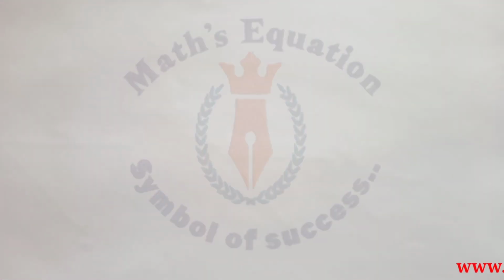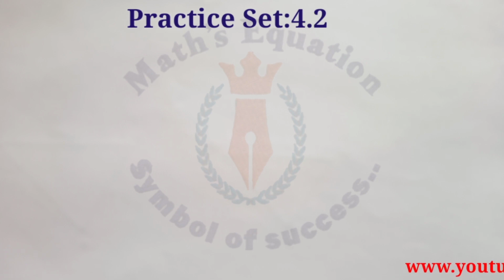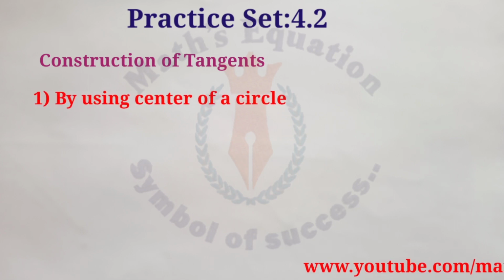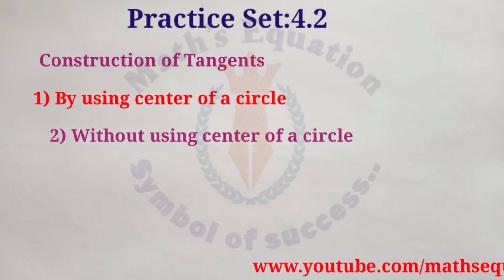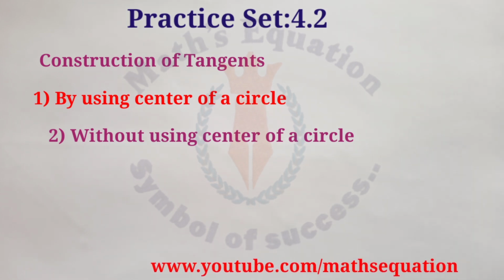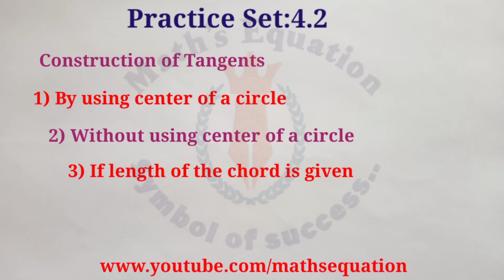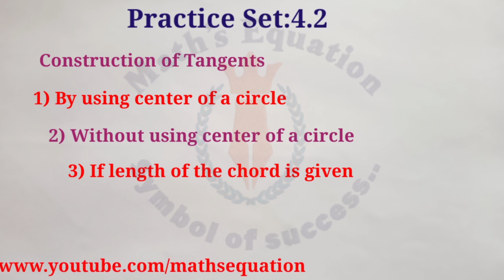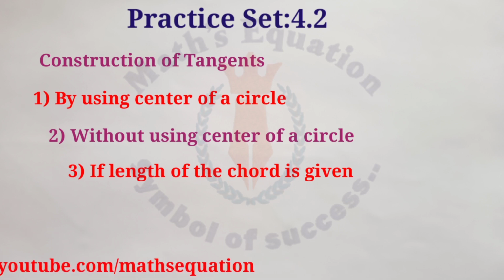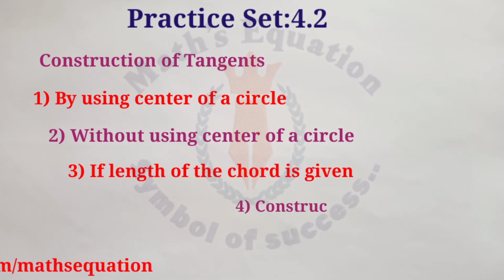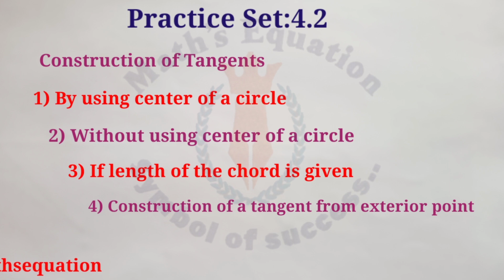In this practice set number 4.2 we are going to construct a tangent to a circle by using the center of a circle. Second point is without using the center of a circle. Now the third point is, if the length of the chord is given, then how to construct the tangent from the end point of the chord. Now the fourth point is how to construct a tangent from the exterior point of a circle. So we are going to discuss here the first question.